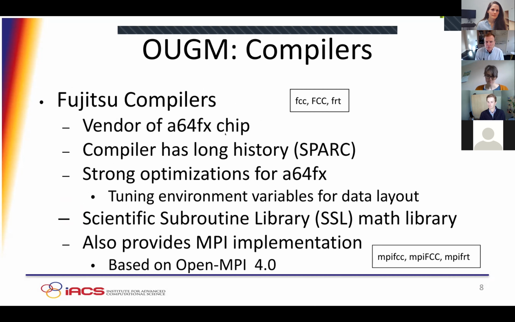Fujitsu is the vendor of the chip. They have their own compiler that's been around a long time, going back to K computer and before. It has good optimization of A64FX. You have to be careful for threaded programs though, and I have a link later on to the important information in our FAQ. This also has its own scientific library for optimized math, and it also provides an implementation of MPI based on OpenMPI, but with a number of changes made to it.